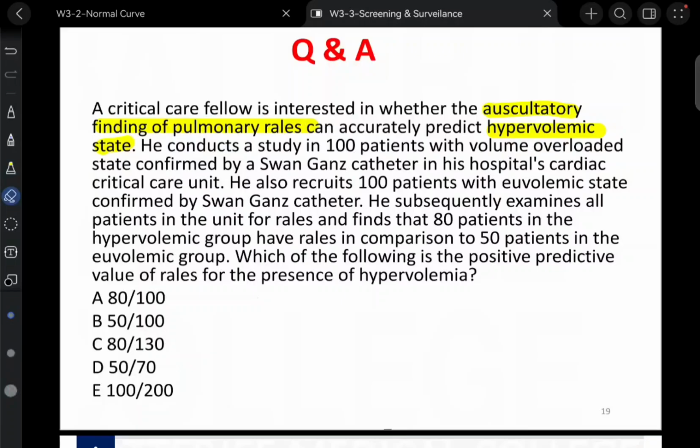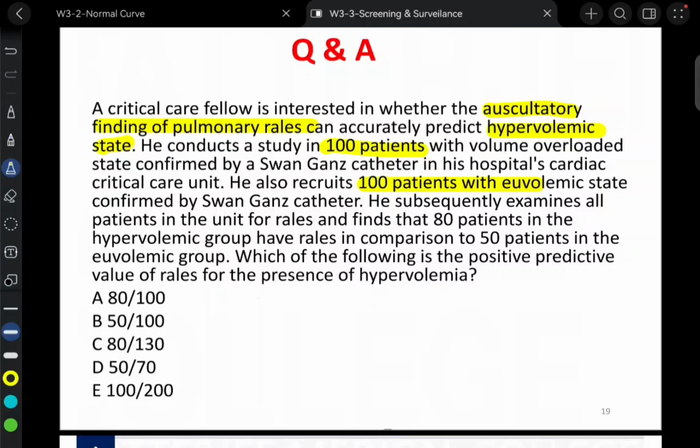And then he conducts a study in 100 patients with volume overloaded state, confirmed by Swan-Ganz catheter in his hospital's cardiac critical care unit. So basically, we are sure that these are positive people. He also recruits 100 patients with evolemic state, confirmed also by the Swan-Ganz catheter. So 100 and 100, these are the numbers we care for, 100 patients with and 100 patients without.